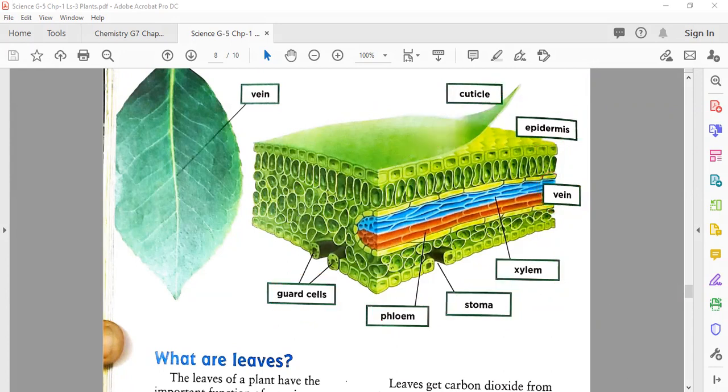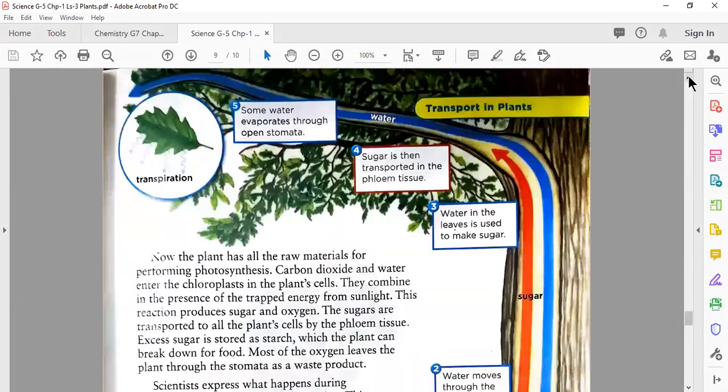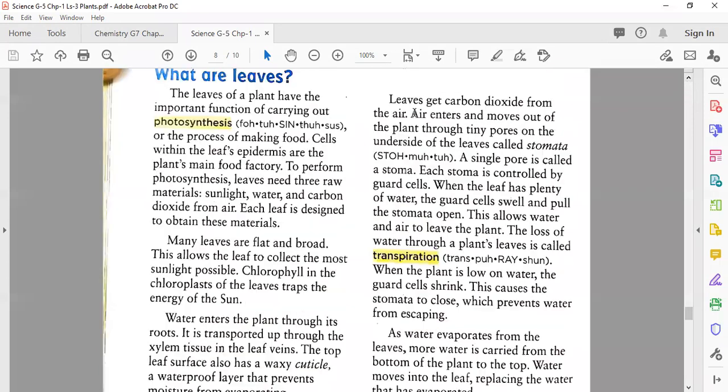Now, when we move to the next part of the lesson, here you can see that leaves get carbon dioxide from the air. The carbon dioxide enters the leaf from the air through the stomata. Air enters and moves out of the plant through tiny pores, just like the doors or main gate of your house, on the outside of the leaf, called stomata. A single pore is called a stoma.